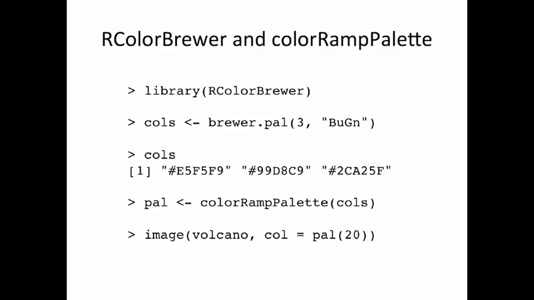So what I'm going to do is pass this palette of colors into the colorRampPalette function. And it's going to return a function that I'm going to call pal. So now I'm going to create the image of this volcano using the image function, but instead of using the heat colors or the topo colors palette, I'm going to use this palette that I've got from the Color Brewer package. And so I'm going to specify that I want 20 different colors to be represented in this image. So the 20 colors are going to be interpolated from this blue-green palette.